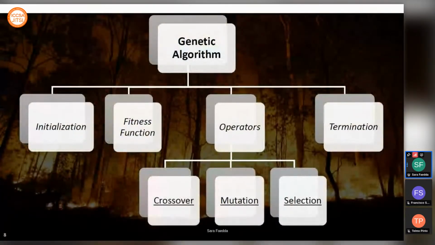So this is the genetic algorithm. We start with an initialization of some parameters of the problem, and then we have the fitness function to evaluate the objective function, some operators that belong to the genetic algorithm, the crossover, mutation, and selection, and then a termination criterion to stop the algorithm.